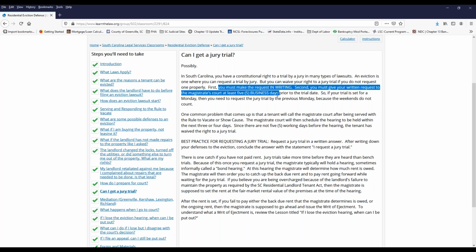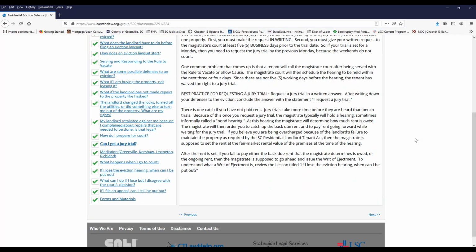The second thing, and this is probably most important, you have to request the jury trial in writing, and you have to request it at least 5 business days prior to the initial trial date. So if your trial date is set for Monday, then you need to request the jury trial in writing no later than the previous Monday, because weekends don't count, it's business days. One common problem that comes up is if a tenant receives a rule to vacate or show cause, they'll automatically contact the magistrate court, and the court will go ahead and schedule a hearing. Well, if that hearing is less than 5 business days or working days out, the tenant has at that point waived his or her right to a jury trial.